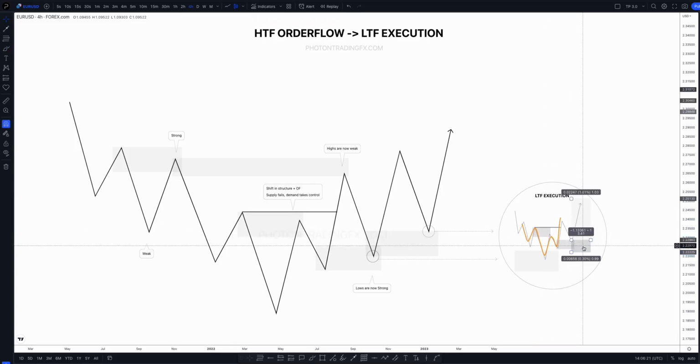And then you can get in with, let's say, a 65 pip stop, which would be less than half of what the risk to reward would be here. So that means your stop loss size, that means you essentially double your risk to reward, right?